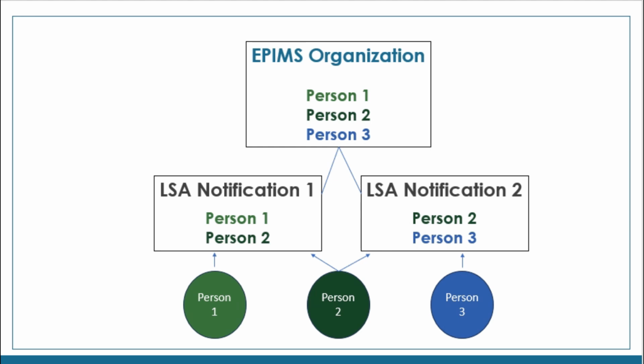This slide shows that 3 people are associated with this organization. Person 1 and 2 can access Agreement 1, and Person 2 and 3 can access Agreement 2.